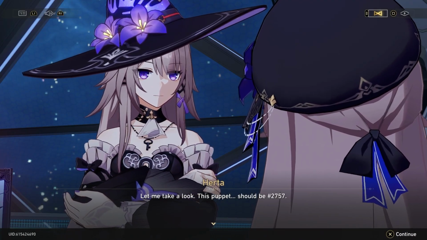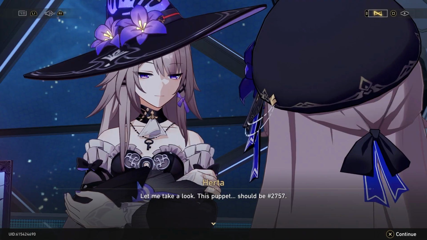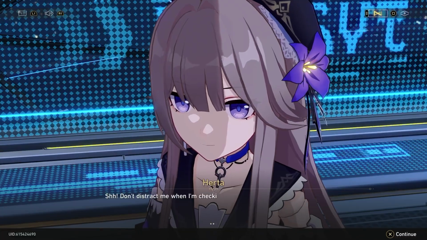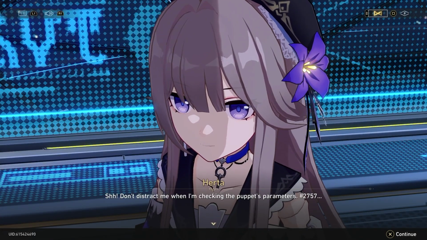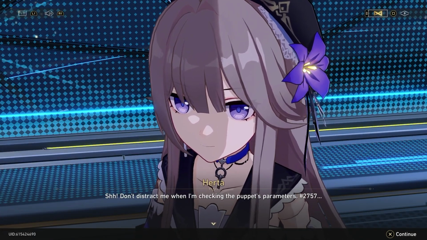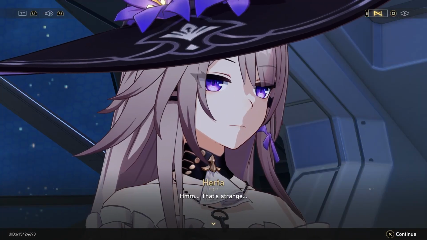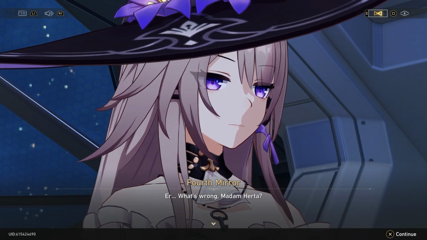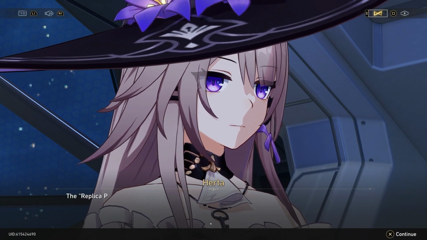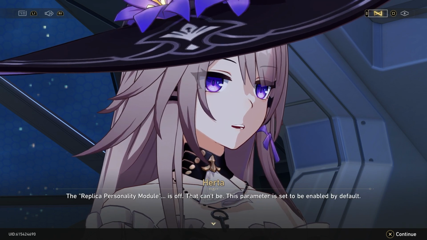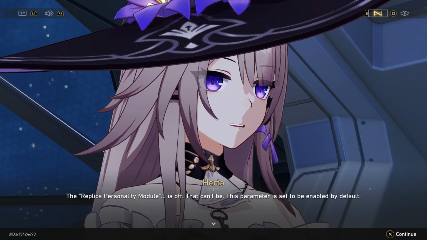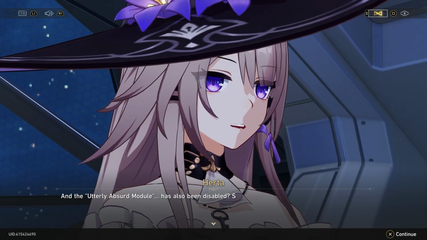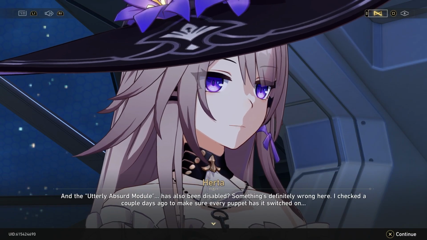This puppet should be number 2757. How did you tell? Shh! Don't distract me when I'm checking the puppet's parameters. 2757. That's strange. What's wrong? Madam Herta? The replica personality module is off. Well, that can't be. This parameter is set to be enabled by default. And the utterly absurd module has also been disabled?